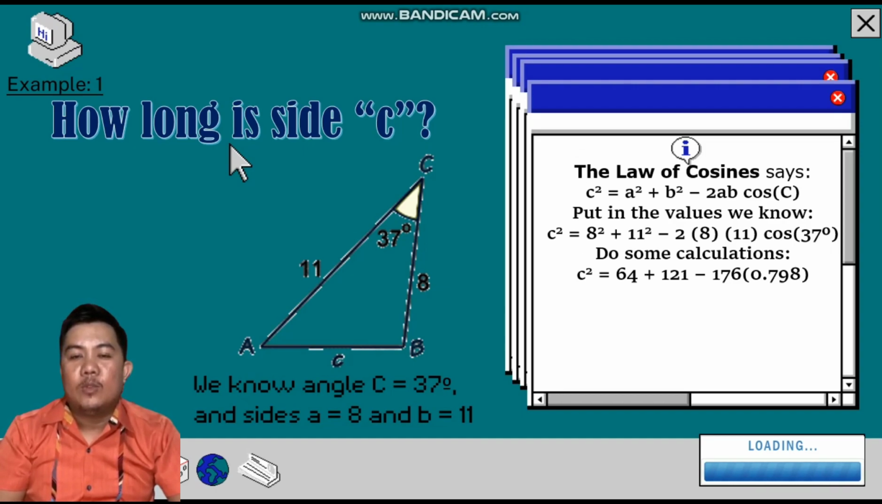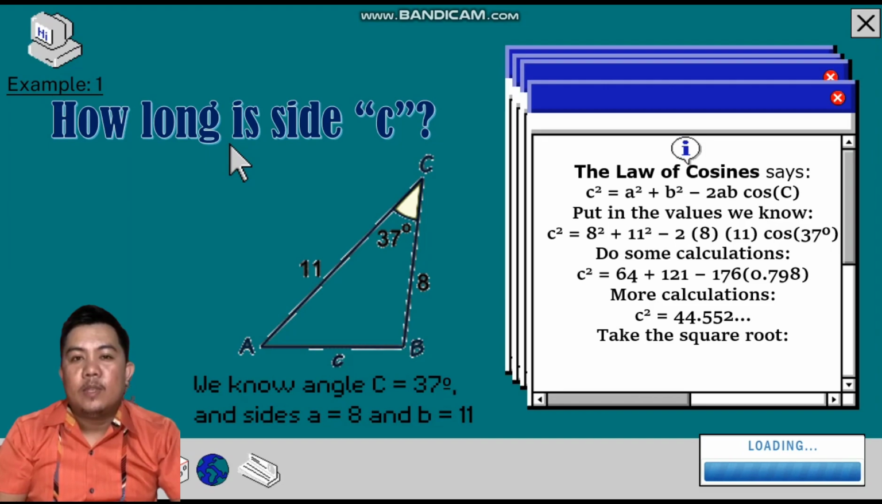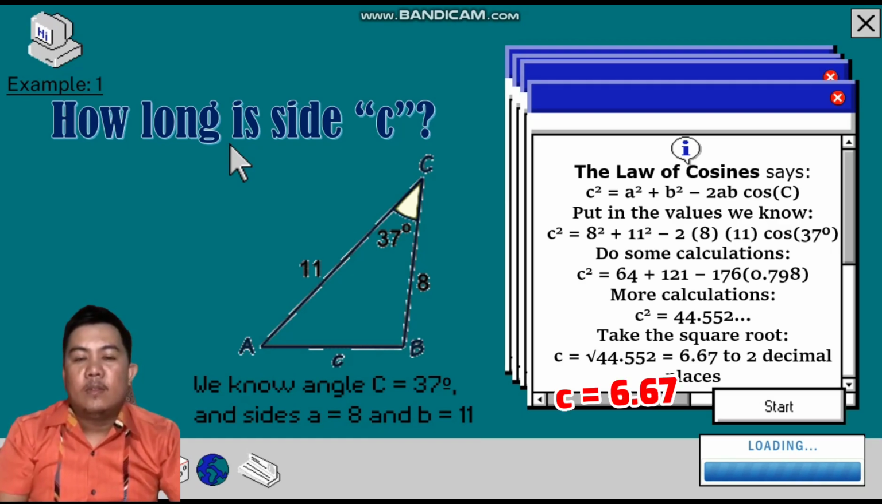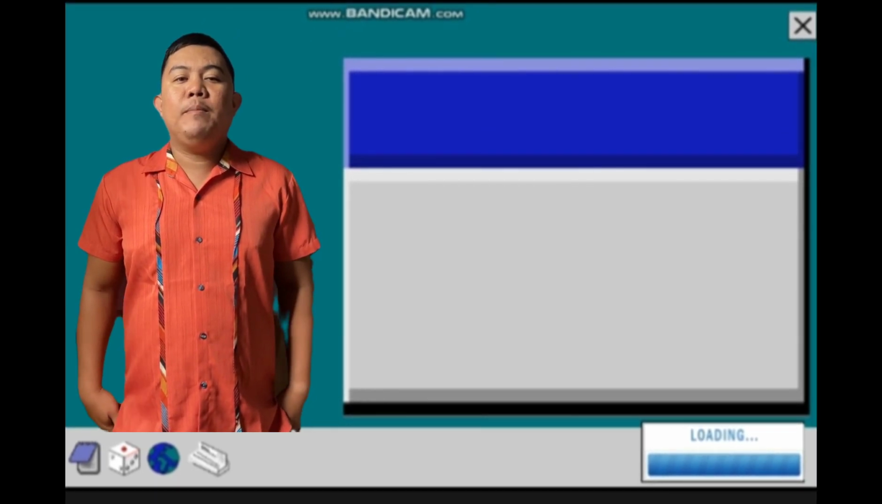0.798. More calculation, C squared equals 44.552. Take the square root, so we have C is equal to square root of 44.552 is equal to 6.67 to two decimal places. Therefore, the value of C is equal to 6.67. Now, let's have another example so that we can understand.